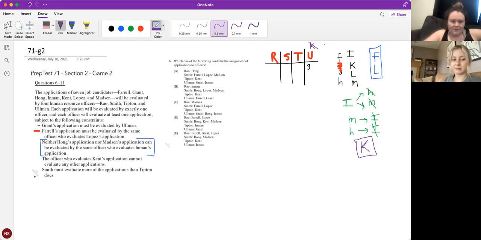All right, and then what about this last one? Smith must evaluate more of the applications than Tipton does. All right, so this is more than. The other thing that we should have done at the beginning is we need to have at least one on each of these, right? Yeah. And so we have 7 total.